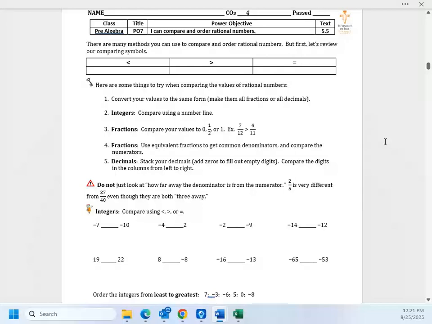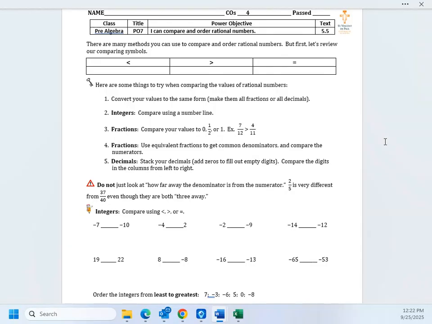Good afternoon. Today we are starting Unit 2 with Po7. So we're starting off with a power objective. It is important, right? All of math is important, but this is one of those power ones that builds on itself. We are doing I can compare and order rational numbers.